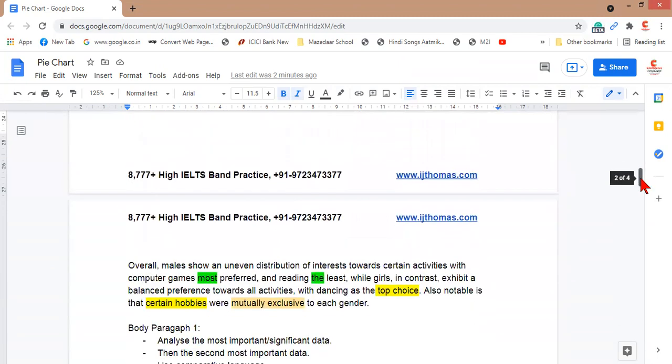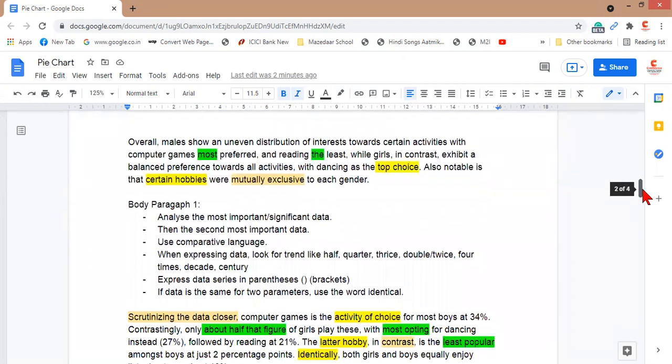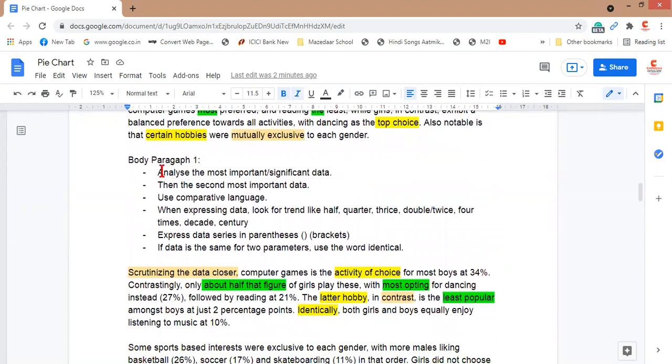But now I am coming to the body paragraph 1 and 2. Pay close attention that you need to, in the body paragraph, after mentioning the overall statement, analyze the most important or the significant data that the chart is showing. Then go for the next important data. Use comparative language. By comparative language, I mean words like contrastingly, in contrast. You will also start showing in the data what are the contrasting trends, so that comparative language is employed.